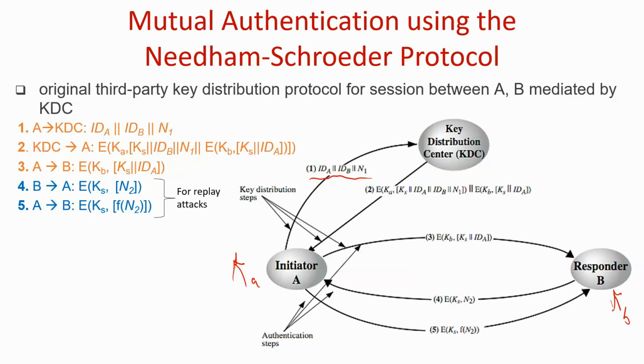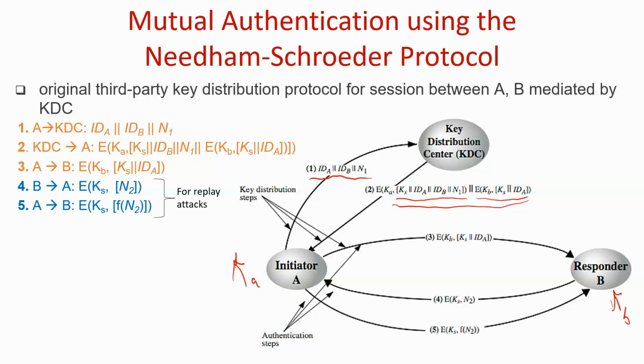The key distribution center, upon receiving message 1, will reply with what you see in message 2. It is something encrypted with KA. This something has two parts. Let's divide them. If you take the first part, this is the ID of A, the ID of B, and the nonce. So the exact same message that was sent in step 1 is returned back to A in step 2. Concatenated with them is KS, which is the symmetric key that the KDC will generate so that A can use it to communicate with B. So KS is the session key.